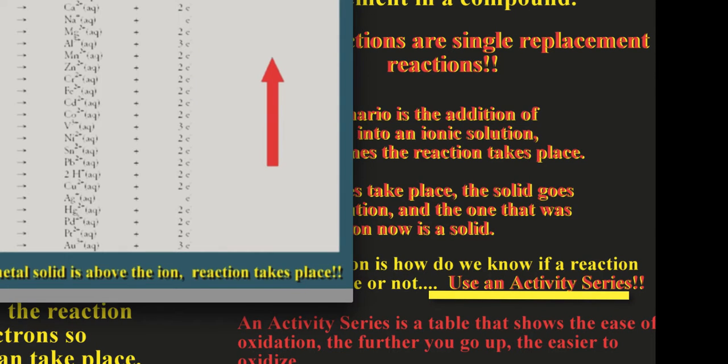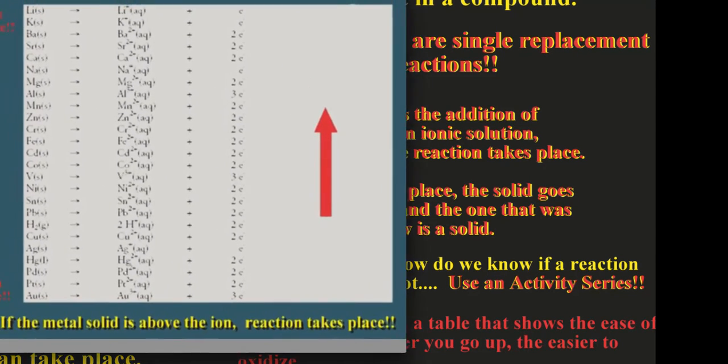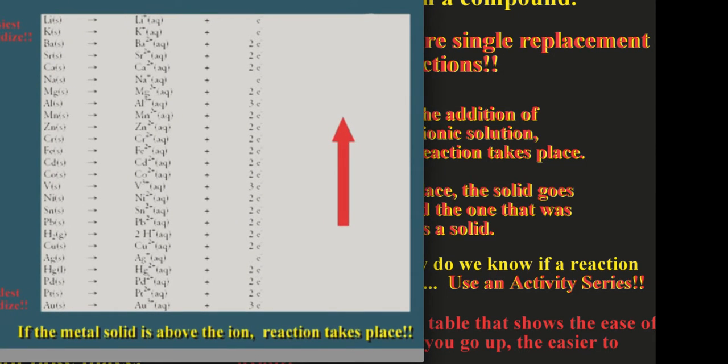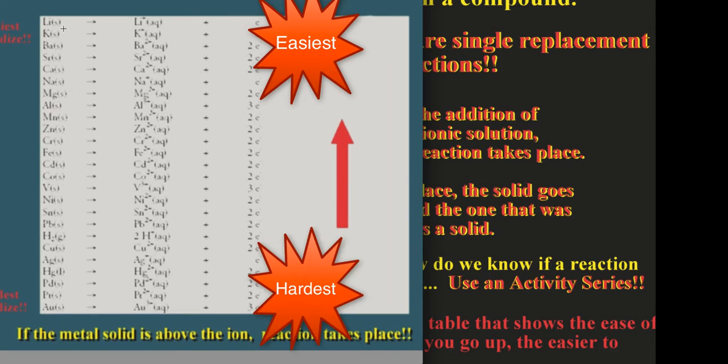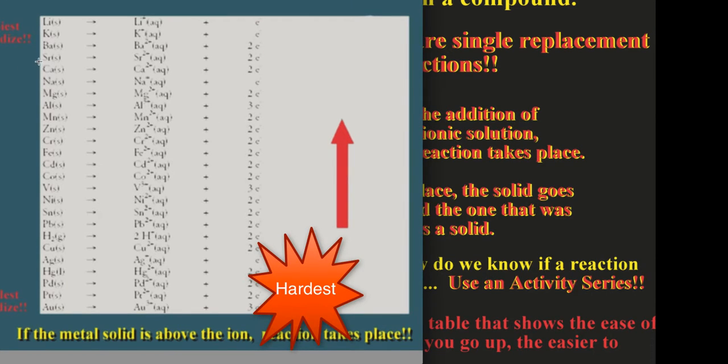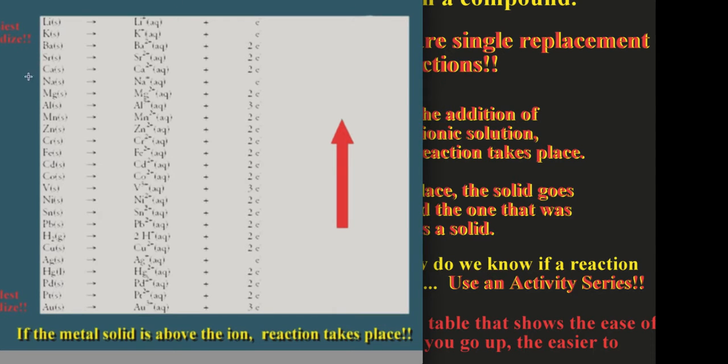Here's an activity series that I made for you guys. You can find this on the website. But as you go up, the easier it is to oxidize something. What was oxidizing? Oxidizing is the loss of electrons. So the further I go up, the easier it is to lose electrons. So this can help us dictate whether or not a single replacement reaction will occur in a redox reaction.